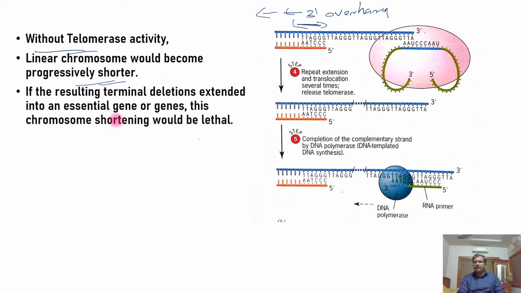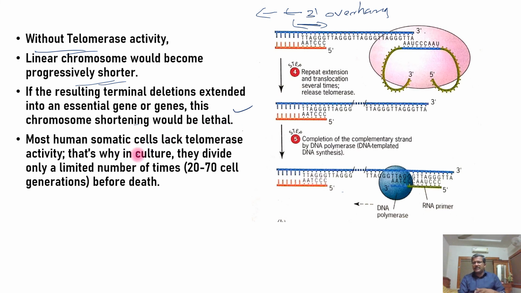Now, second thing, if the resulting terminal deletions extend into the essential gene or genes, this chromosome shortening would be lethal. That's what I said. Now, most human somatic cells lack telomerase activity. Don't think that your somatic cells have telomerase activity in full-fledged form. Instead, they lack it. That's why somatic cells will stop dividing, or undergo senescence or death after some number of divisions.